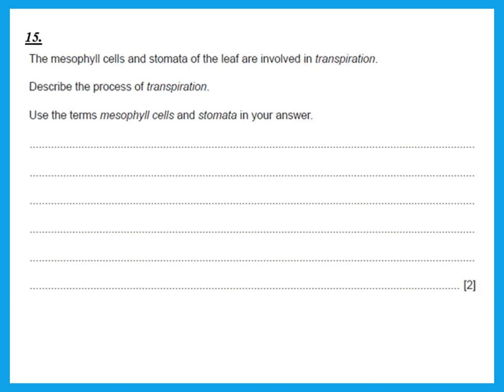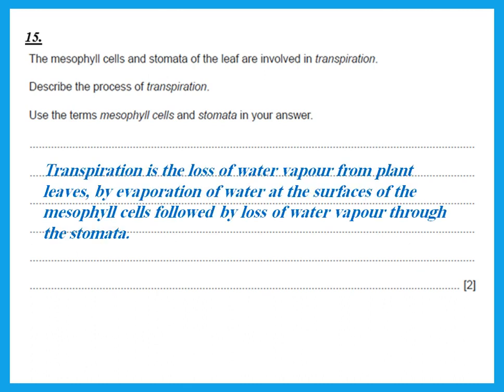The mesophyll cells and stomata of the leaf are involved in transpiration. Describe the process of transpiration. Use the terms mesophyll cells and stomata in your answer. We said, what is the definition of transpiration? You should remember, transpiration is loss of water vapor from plant leaves. Now, how does this happen? By evaporation of water at the surface of the mesophyll cells, followed by loss of water vapor through the stomata.